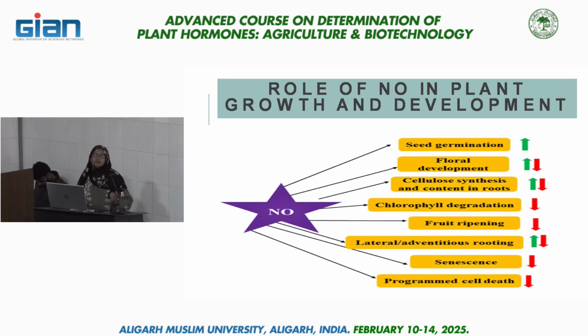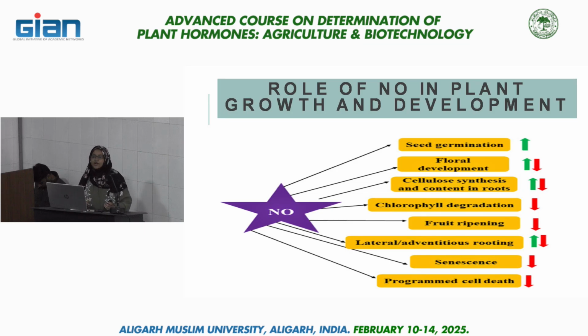And the mechanism, as we have seen earlier in this slide, is how NO crosstalks with abscisic acid and gibberellic acid to promote seed germination. In this way, I am giving just one example of how NO helps in alleviating salt stress by promoting seed germination. Similarly, this figure shows the mechanism of different stresses and how NO can alleviate different types of stress.